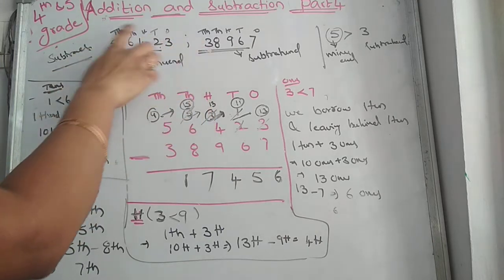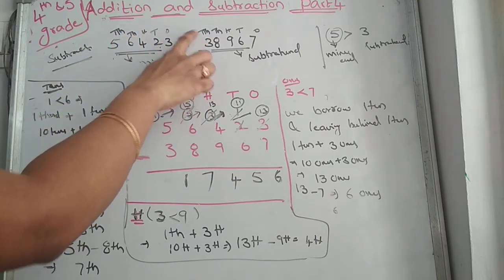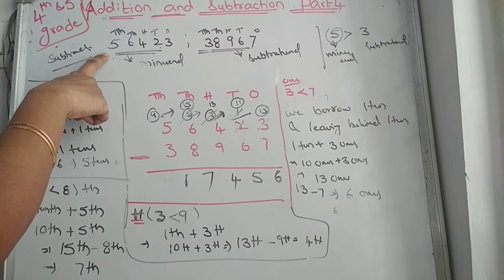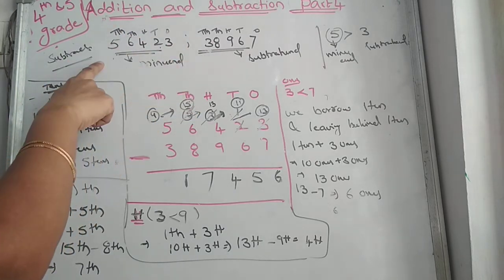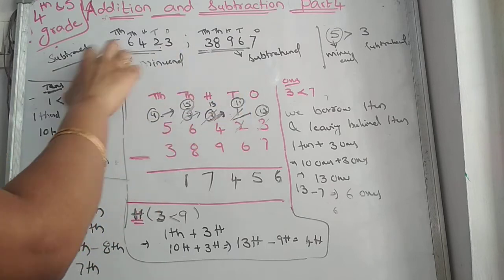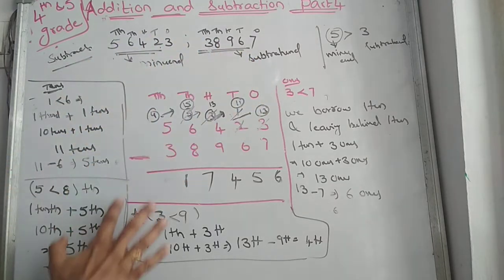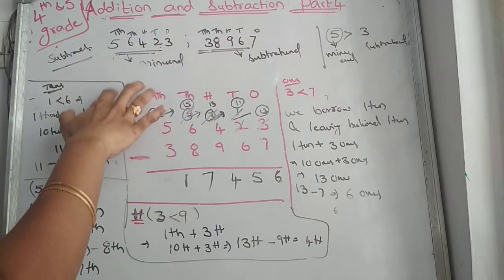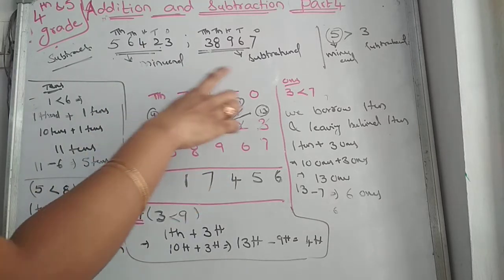So comparing the 10,000 digit, here 5 is the big number compared to this number. This number is called the minuend, and this number is called the subtrahend. First we can write like this. After that, we first arrange the numbers column-wise in the place value chart.